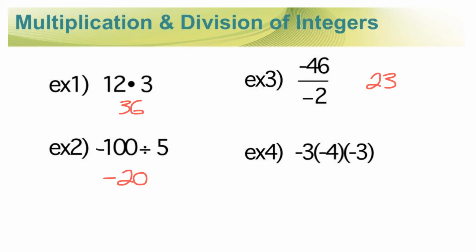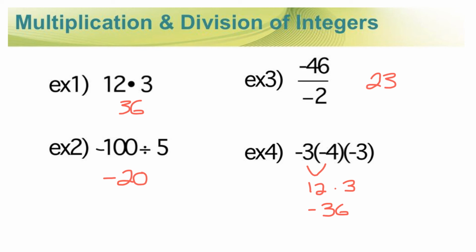And then finally, for the last one, we're going to do negative 3 times negative 4 times negative 3. Well, negative 3 times negative 4, that's going to be 12. And 12 times 3 is 36. But now wait, I'm going to go back and count the number of negatives that I was multiplying originally. There's 1, 2, 3 negatives. Because there's 3 negatives and 3 is an odd number, that means my answer is negative.